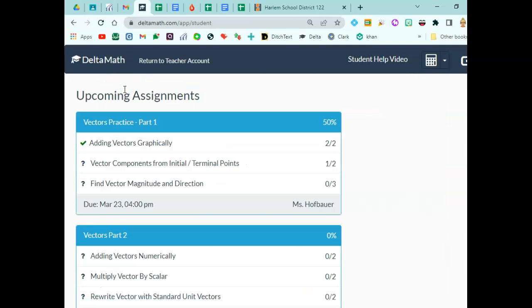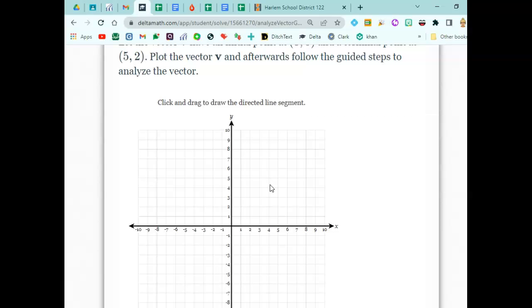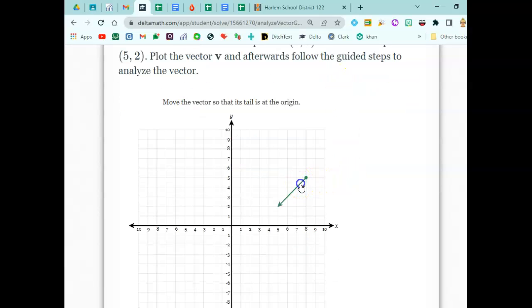The last section, you're not going to be able to answer all the questions yet, so you might want to wait, but I could just show you. What you have to do is draw a vector from 8, 5 to 5, 2. So you go to 8, 5, click, drag over to 5, 2. Seem okay? And then it says move the vector so that its tail is at the origin. So you're just going to take this and move it over here.